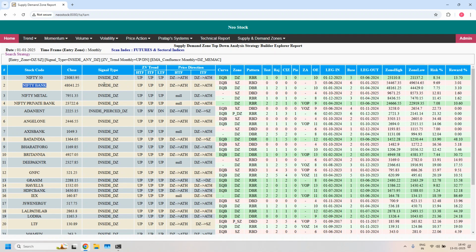Mostly monthly overextension is getting completed. Just analyze the stocks with the EMA confluence. See whether the overextension is completed or not.